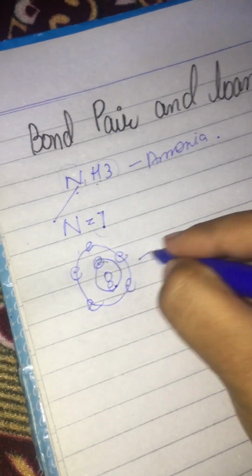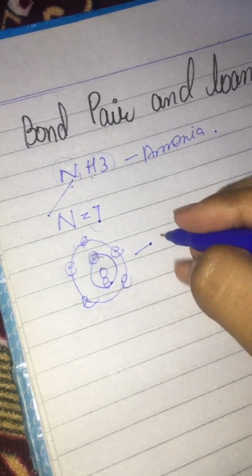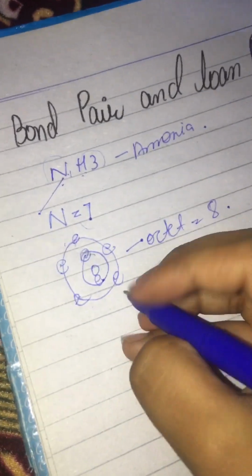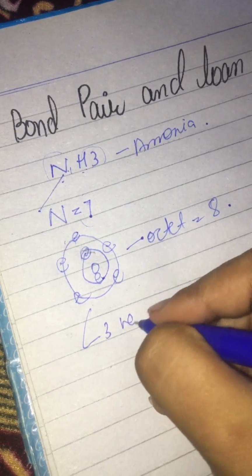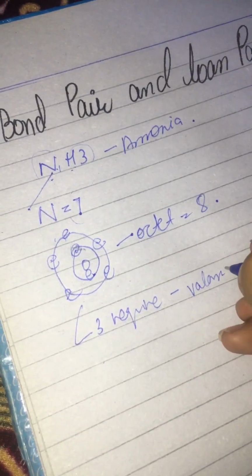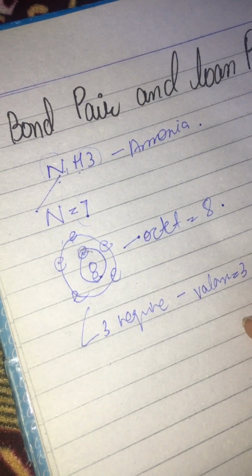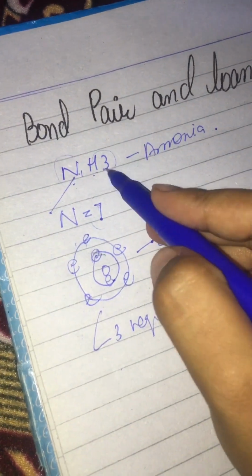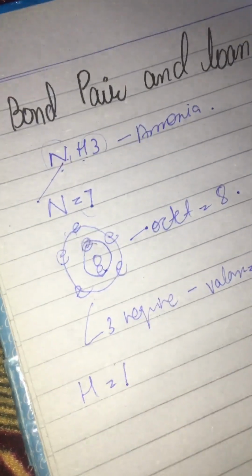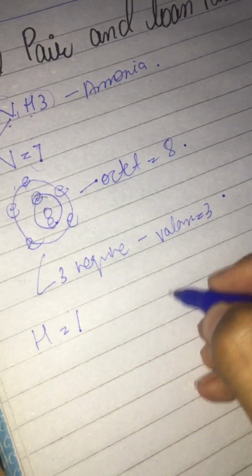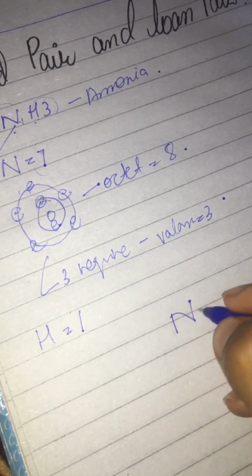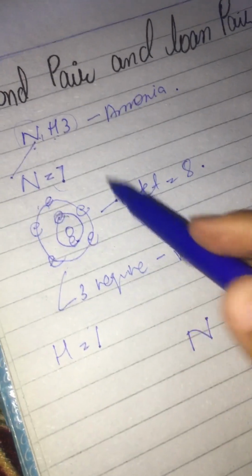To complete the octet, we know an octet has 8, so it still requires 3 more electrons. Those 3 required are the valence electrons. Now hydrogen has atomic number one. If you make a structure of this, nitrogen has atomic number 7.